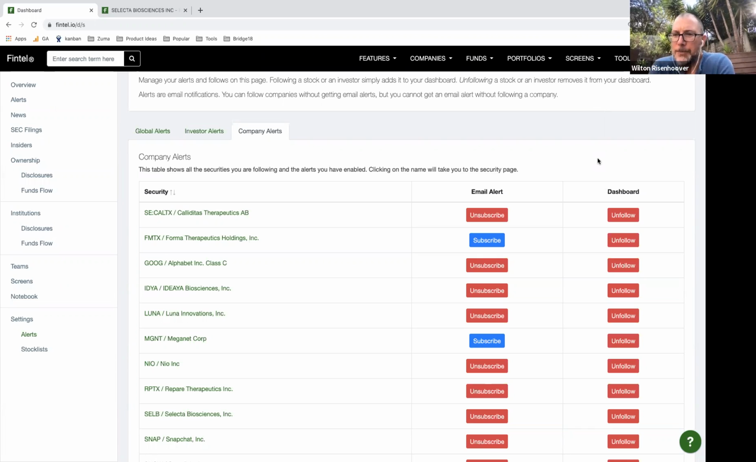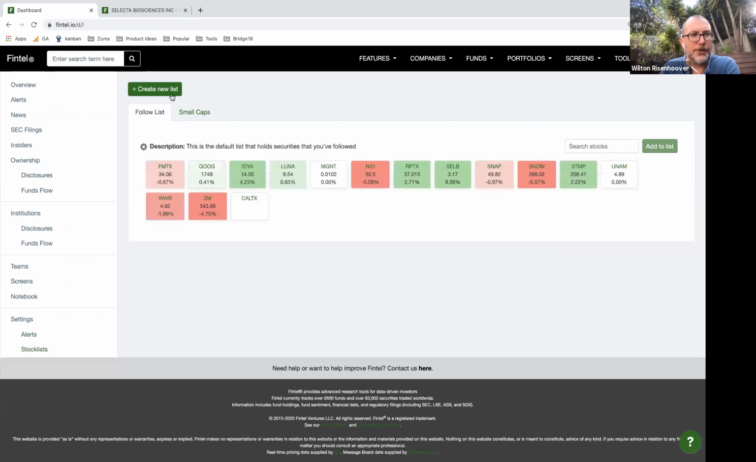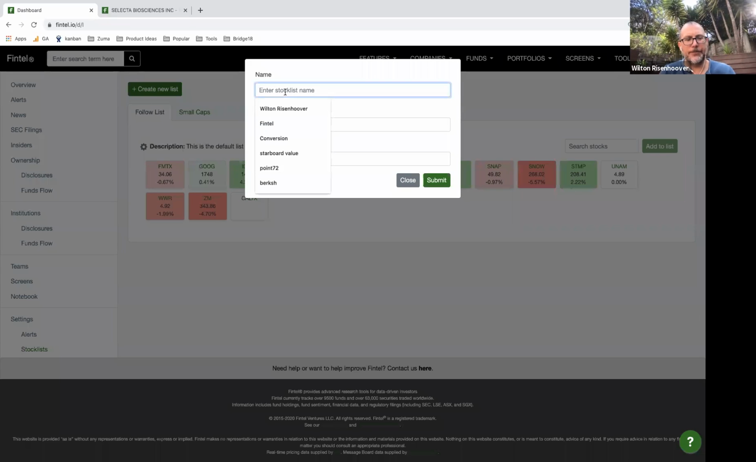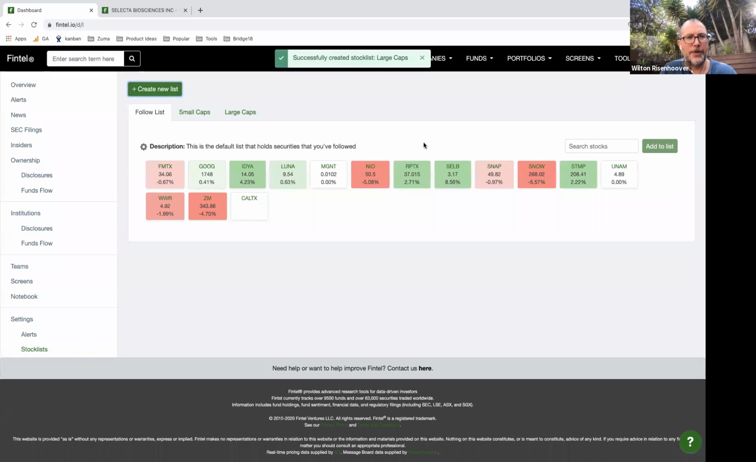Is it possible to follow more than one list of companies, or do we have to consolidate all the different portfolios on the unique list? So you can actually create as many stock lists as you want. So you can actually create your own large caps here. This is large caps. A lot of questions today. This is great. I love it. And let's see if I can just keep up with the questions here. So it is possible to follow more than one list of companies.